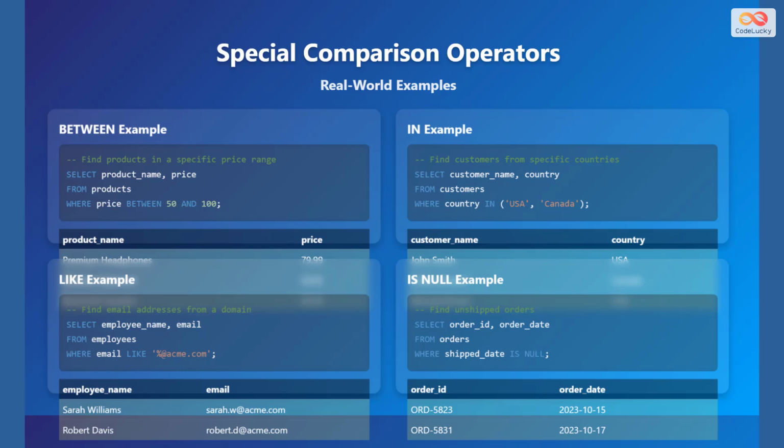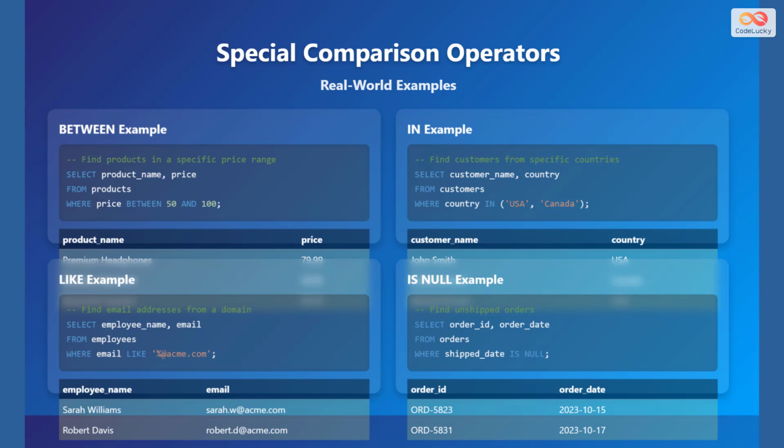The second example finds customers from specific countries. It selects the customer name and country from the customers table, where the country is either the United States of America or Canada. The result table shows the customers from these countries, such as John Smith, Emily Johnson, and Michael Brown. The third example finds email addresses from a domain. It selects the employee name and email from the employees table, where the email is like the wildcard at acme.com. The result table shows the employees with email addresses from that domain, such as Sarah Williams and Robert Davis.